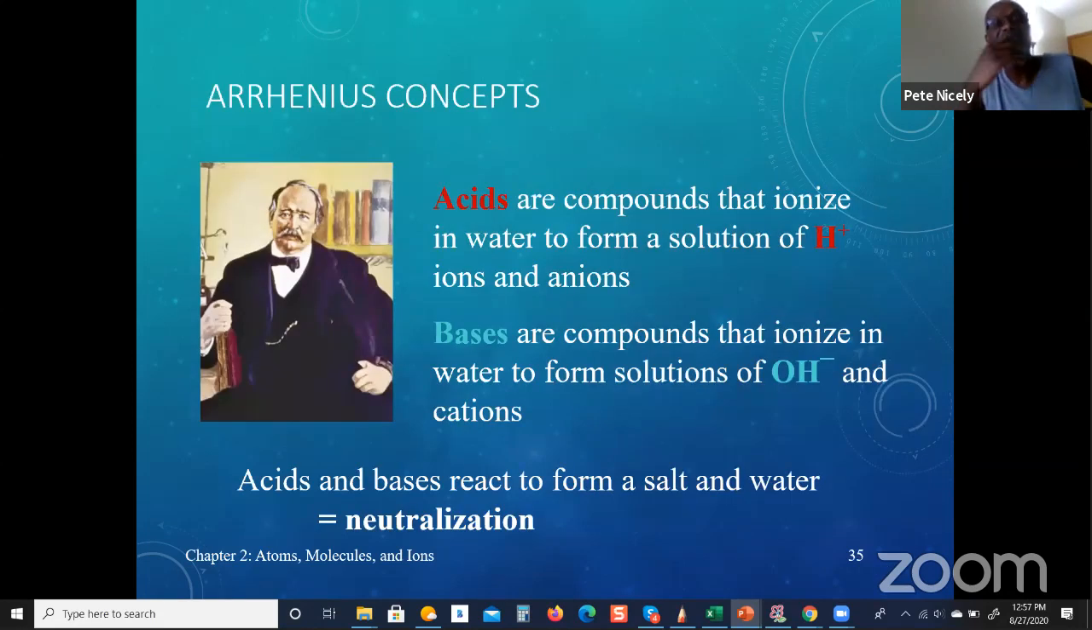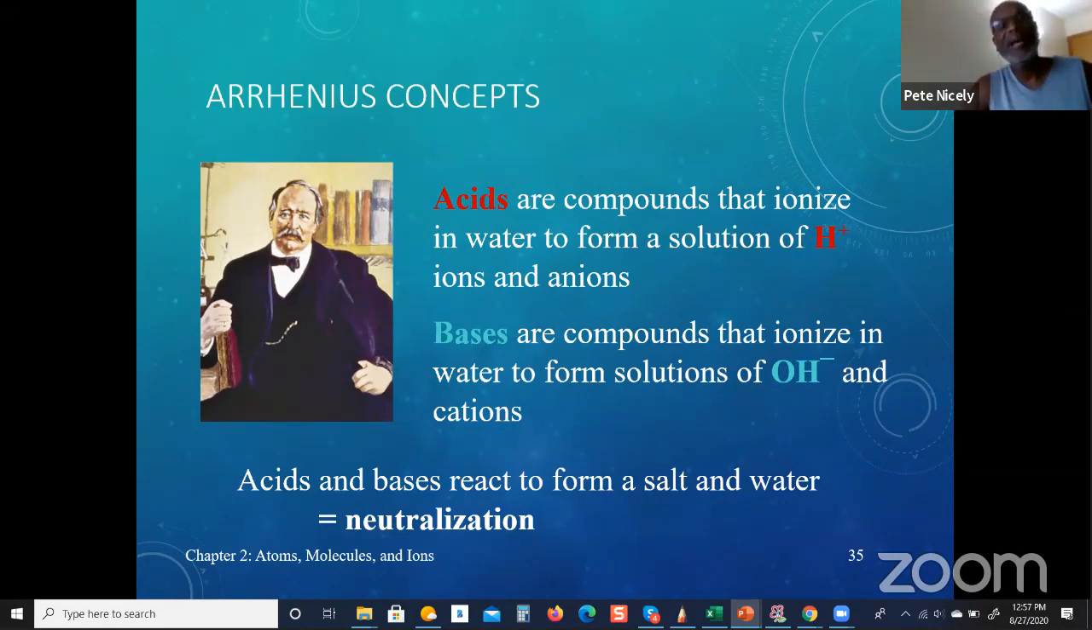Now, there are several definitions of acids and bases. The one that we're going to look at today is the definition according to this guy here, Arrhenius. According to Arrhenius, acids are compounds that when dissolved in water produce hydrogen ions and some other ion, all right? While bases are compounds that when dissolved in water form hydroxide ions and some other cation, all right?